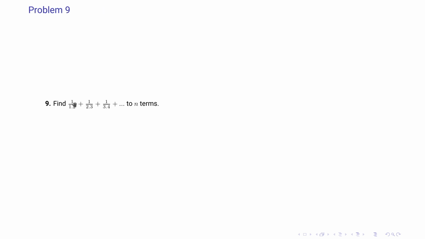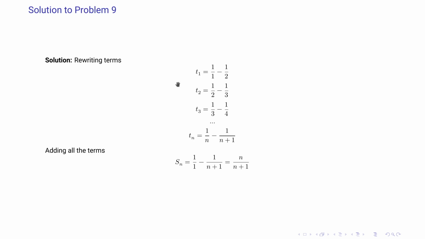Problem number 9 says: find 1 by 1 into 2 plus 1 by 2 into 3 plus 1 by 3 into 4 up to n terms. So here we can rewrite the terms: the first term as 1 by 1 minus 1 by 2, the second term would be 1 by 2 minus 1 by 3, the third term would be 1 by 3 minus 1 by 4, and the nth term would be 1 by n minus 1 by n plus 1. Now if you add all this, 1 by 2 gets cancelled with 1 by 2, 1 by 3 gets cancelled with 1 by 3, and similarly 1 by n will get cancelled. So the final sum will have this 1 and this minus 1 by n plus 1. So our sum of all terms is n by n plus 1.